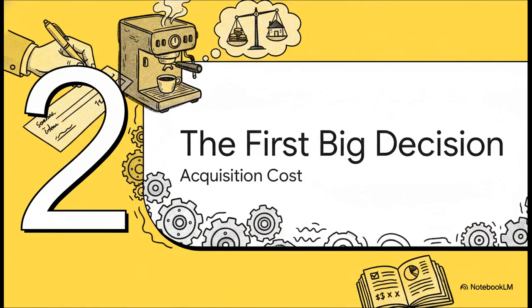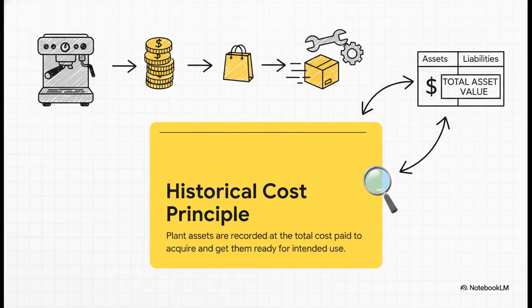It's governed by a foundational principle in accounting that really ensures the entire balance sheet is reliable. This number is the starting point for the asset's entire story in our financial record. And this principle is called the historical cost principle. It's truly a cornerstone of financial reporting. Now notice that key phrase, and get them ready for their intended use.